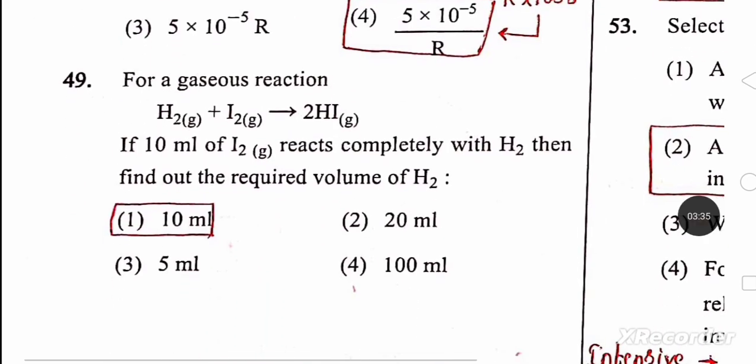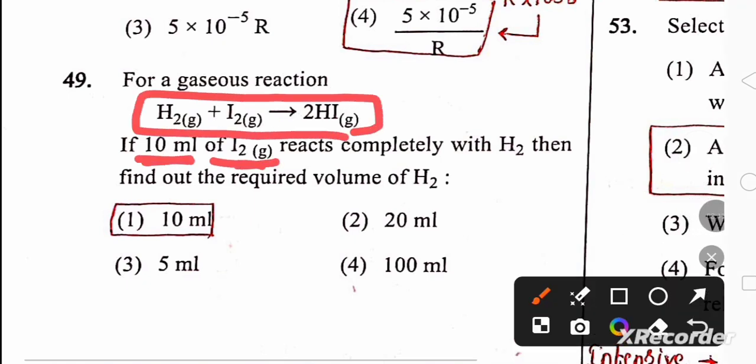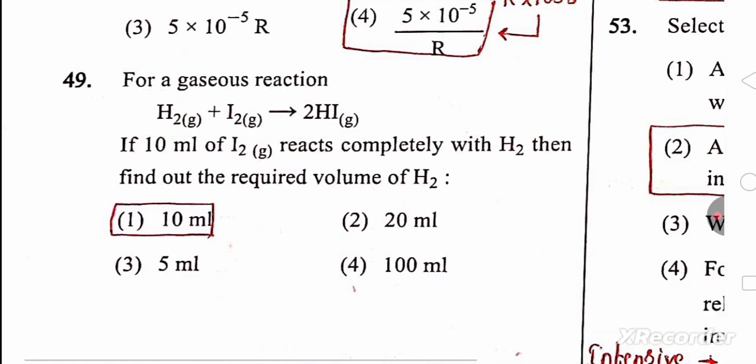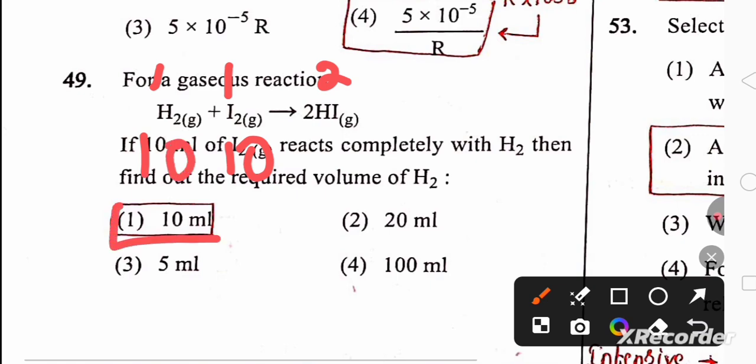49th question. For a given reaction, this is the gaseous reaction. If 10 ml of iodine reacts completely with hydrogen, then find out the required volume of hydrogen. In this given equation, we can see that one volume of hydrogen combines with one volume of iodine to produce two volume of hydrogen iodide. So if they provide 10 volume of iodine, then definitely we need 10 volume of hydrogen for the completion of this reaction. So answer is 10 ml.